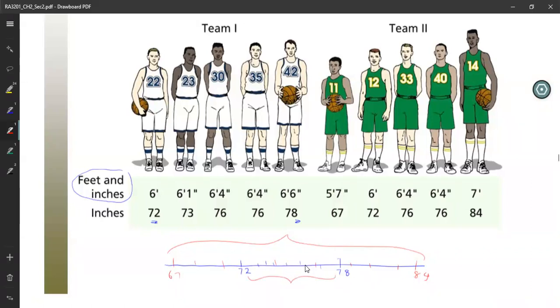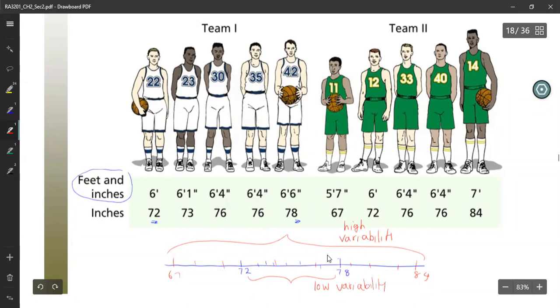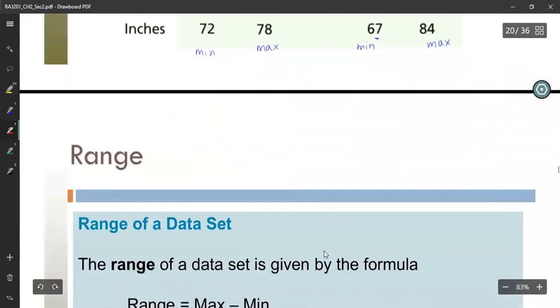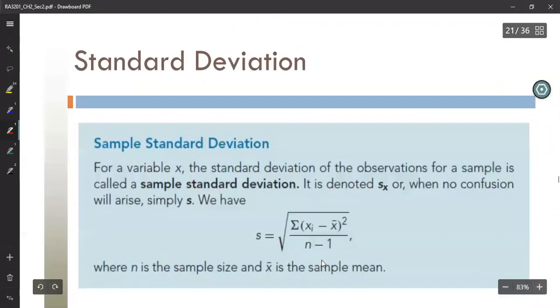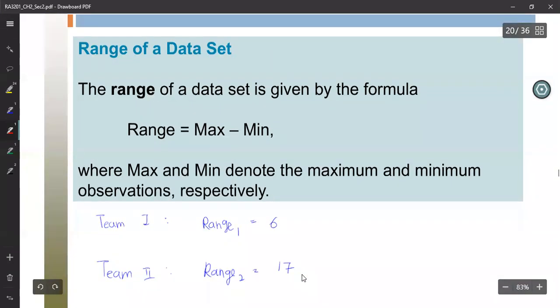Okay, I hope you can see the difference between the variations. So the variability is high for team 2, and the variability is low for team 1. Can you see that? So this is high variability. This is low variability. Right, so range will give you an idea about how these data points are varying, how they are distributed.